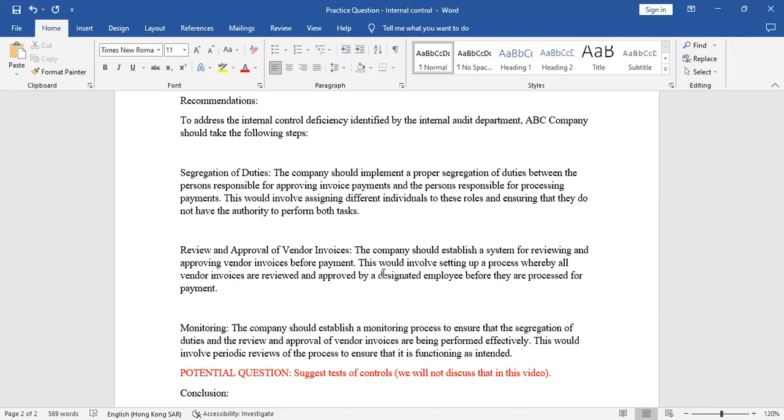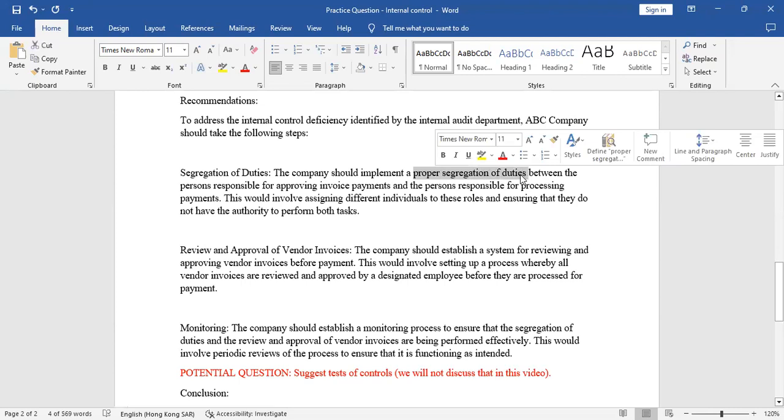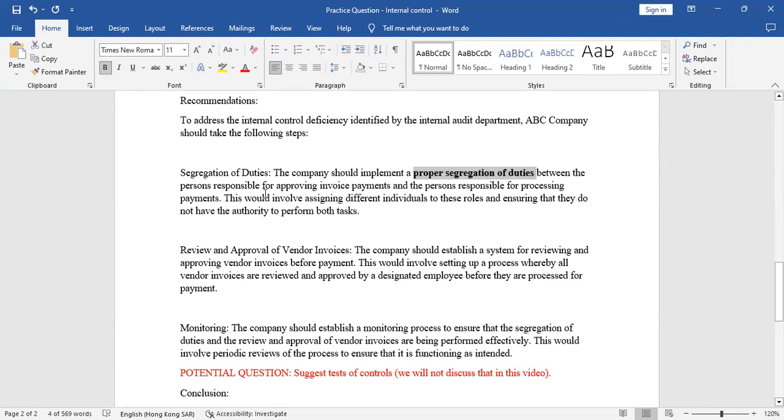The company should implement a proper segregation of duties between persons responsible for approving invoice payments and the persons responsible for processing the payments. So this is where you are highlighting, right? The person responsible for approving the invoice payments is different, and the person responsible for processing payments is different.